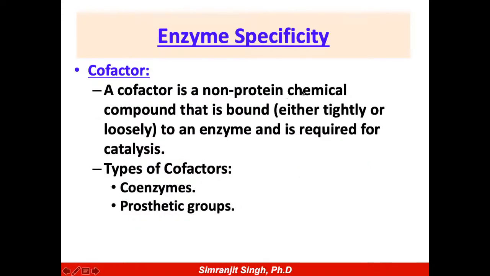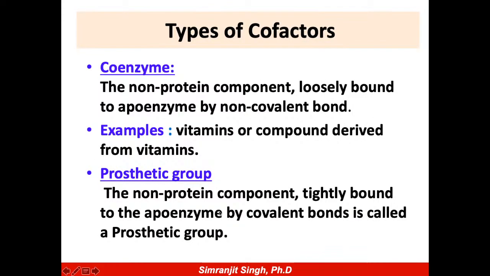Then cofactor. A cofactor is a non-protein chemical compound that is bound to an enzyme and is required for catalysis. So there are types of cofactors. They could be coenzymes and prosthetic groups. Coenzymes are the non-protein components loosely bound to the apoenzyme by non-covalent bonds. So they are vitamins or compounds derived from vitamins. And a prosthetic group is a non-protein component tightly bound to the apoenzyme by covalent bonds.